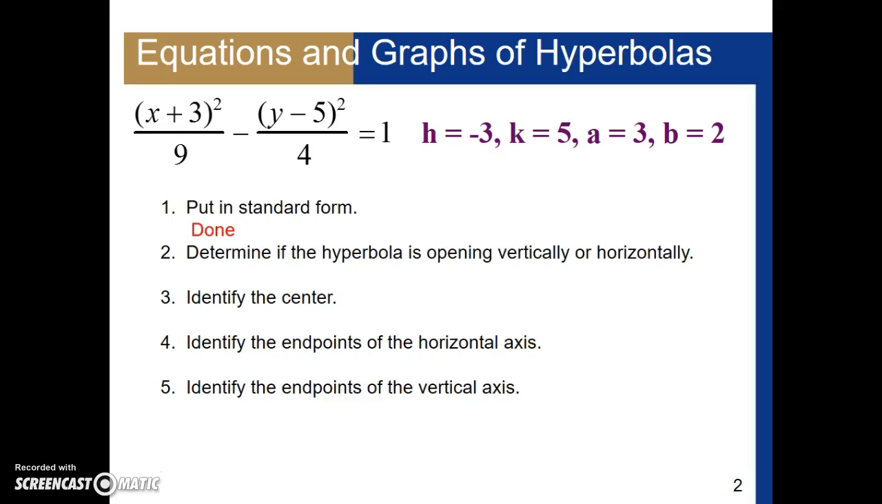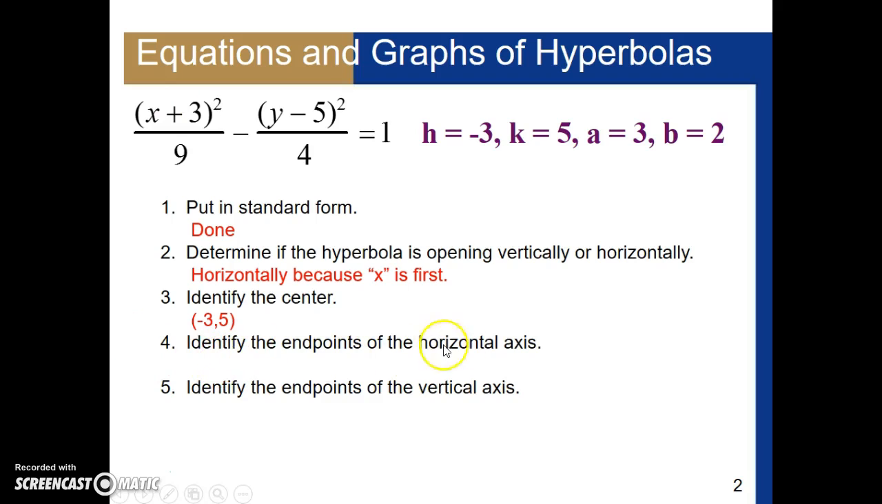We need to determine if the hyperbola is opening vertically or horizontally. We can see from the fact that a is below x and x is the positive term that it opens horizontally because of the x. We already identified the center. The center point is -3, 5.